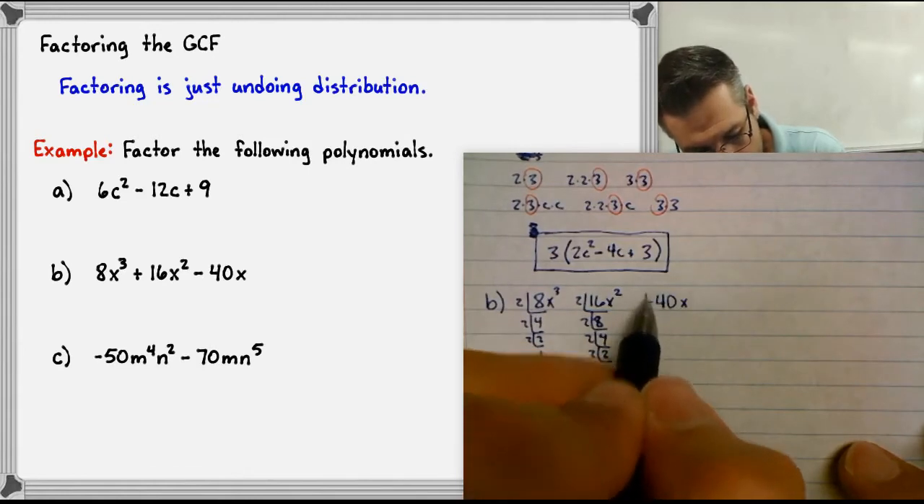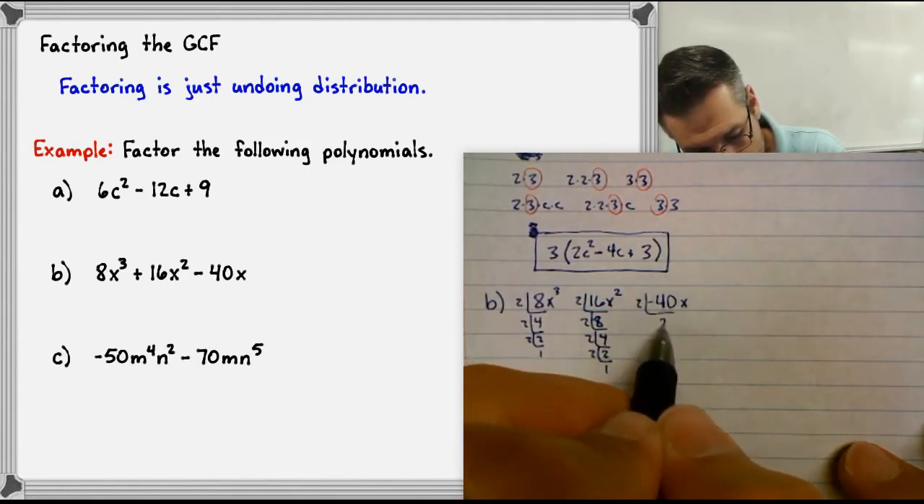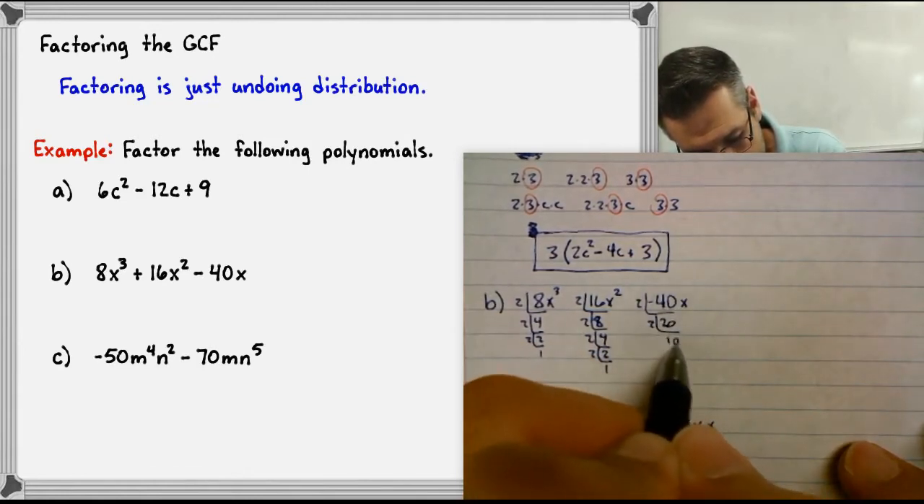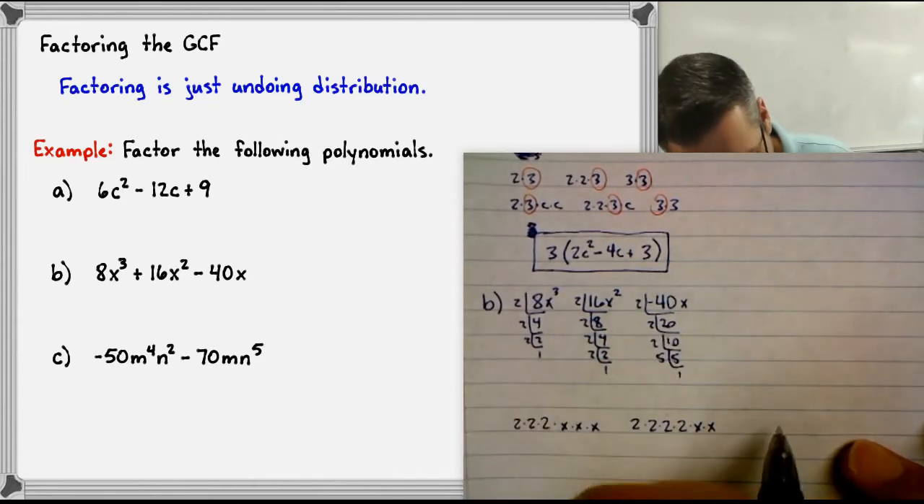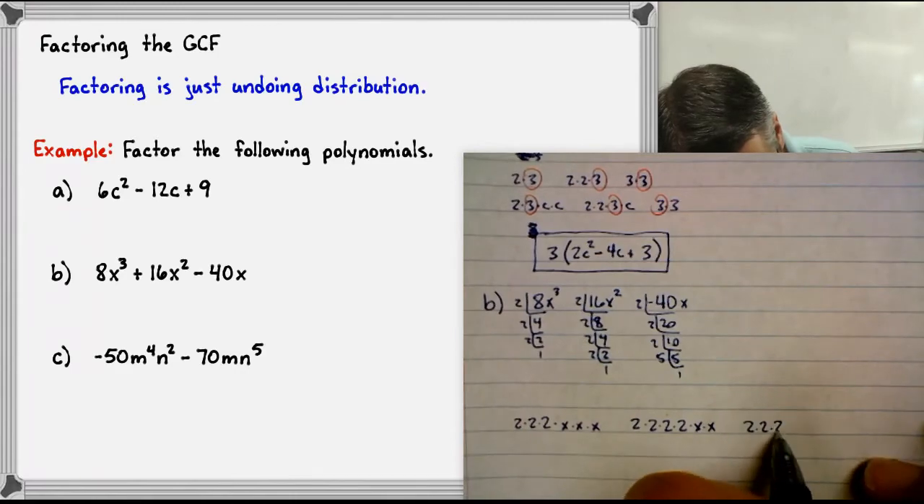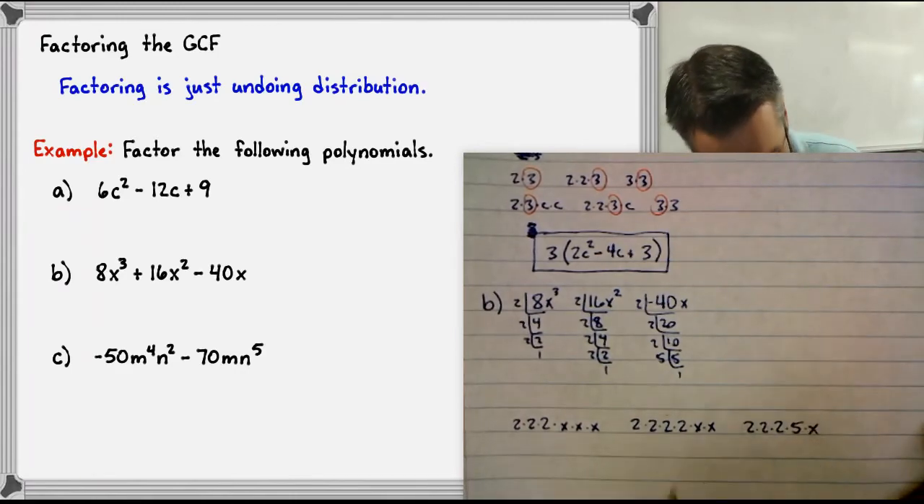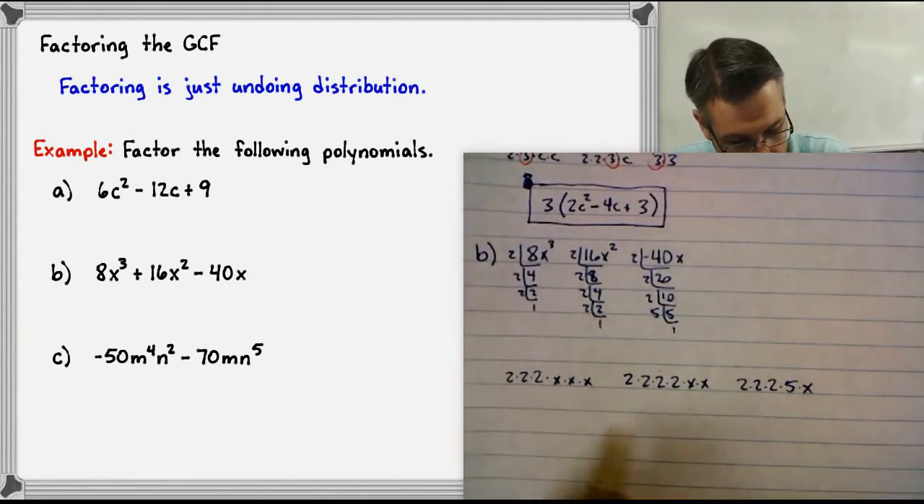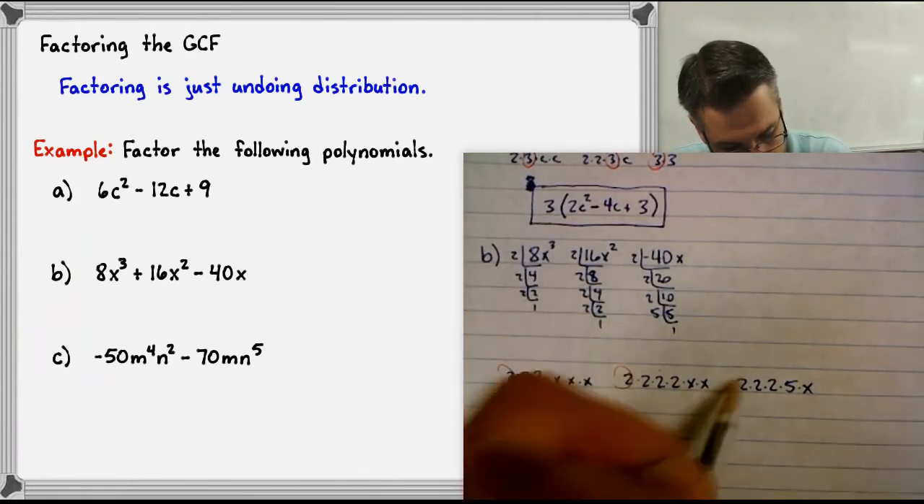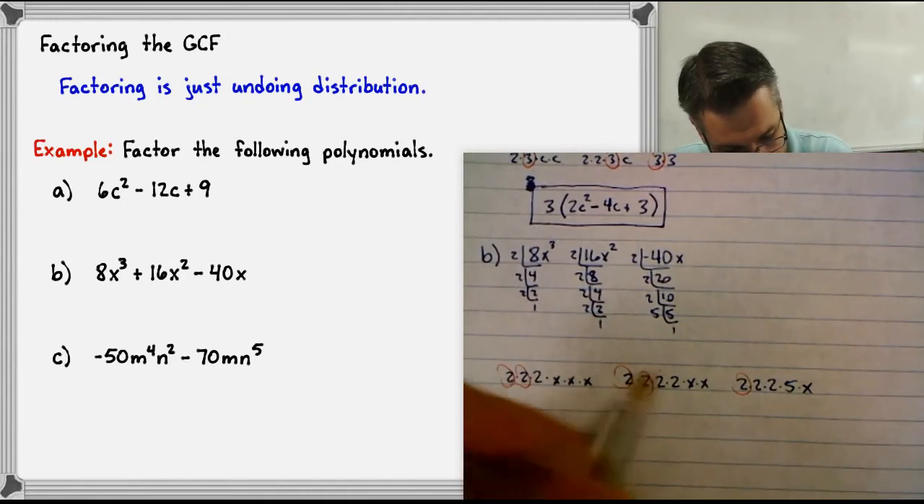For the 40, we'll ignore the negative for right now. 2 and 20, 2 and 10, 2 and 5, 5 and 1. And so you're left with 2 times 2 times 2 times 5, and then times x. Okay. Now, looking at our prime factors, well, we have a 2 in common. We have another 2 in common.